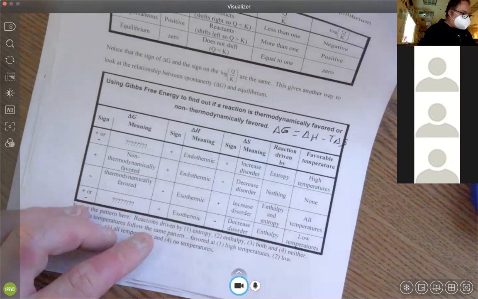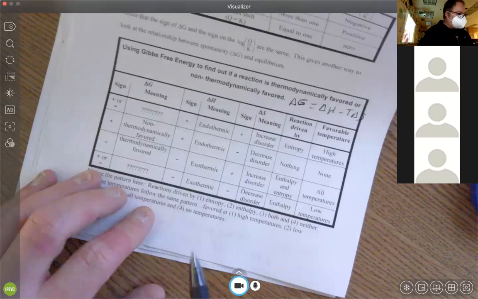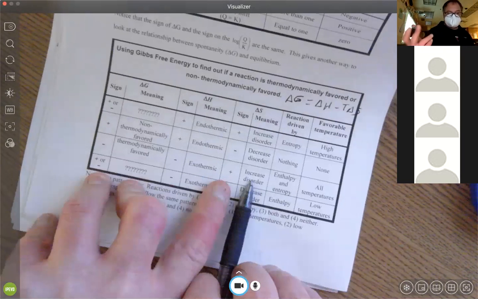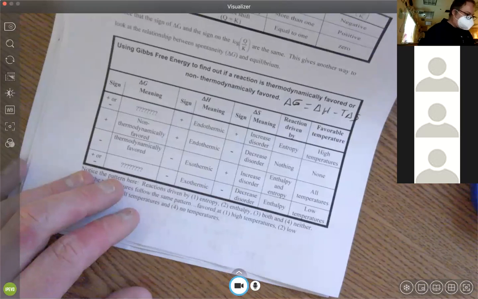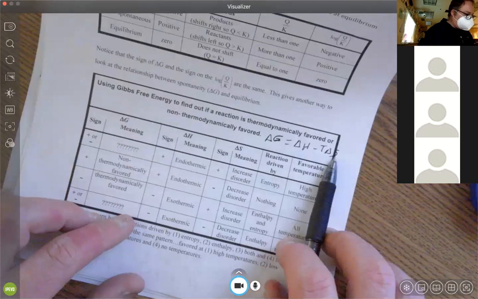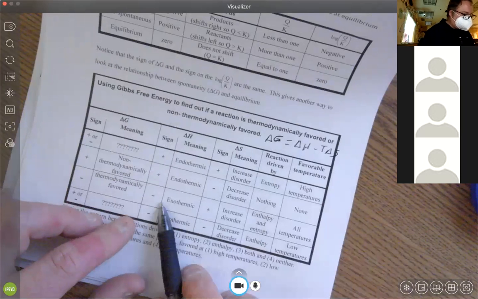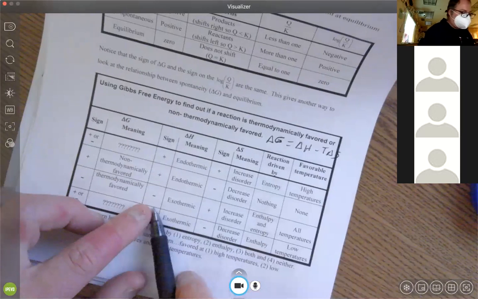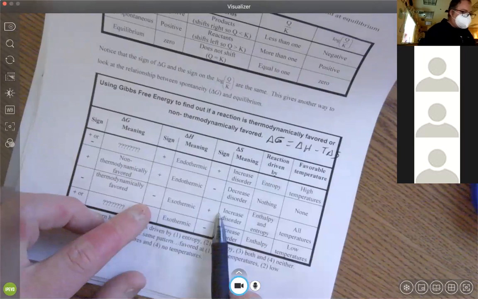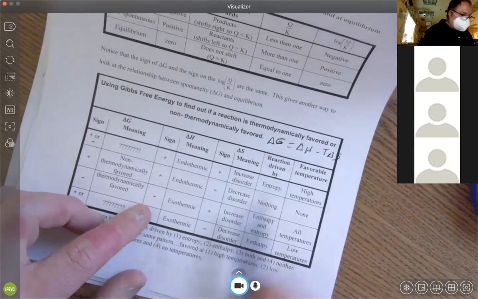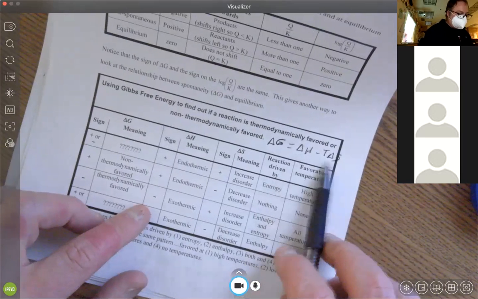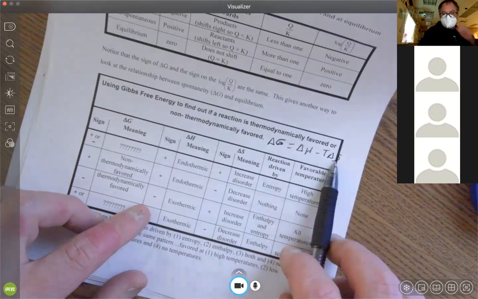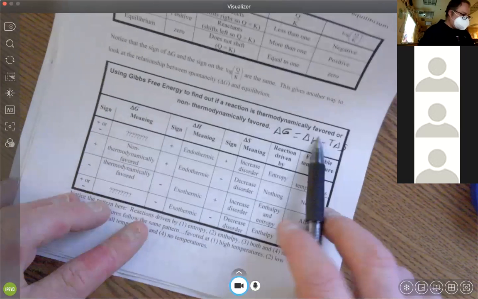If both are negative, then it's going to happen. I'm sorry, if delta H is negative and delta S is positive, I did the math in my head already. I got ahead of myself. Then nothing can prevent this from happening, because you have a negative minus a positive. And that's going to happen at all temperatures. Doesn't matter how cool it is.